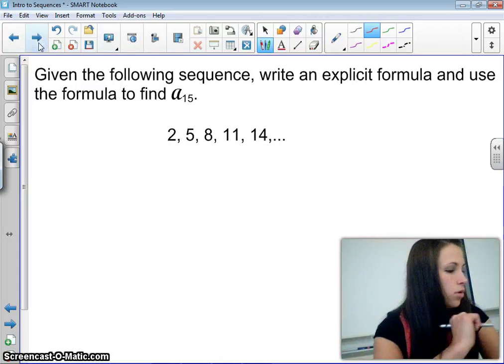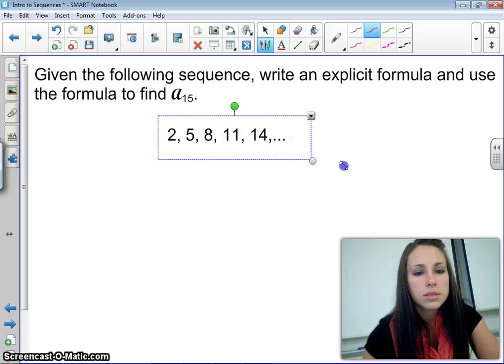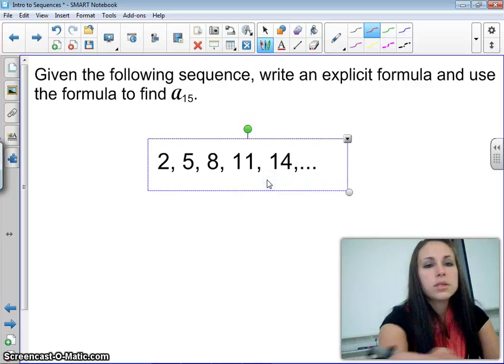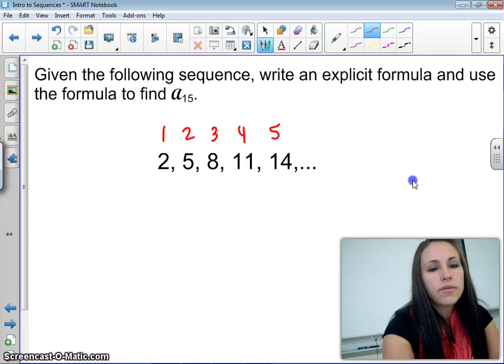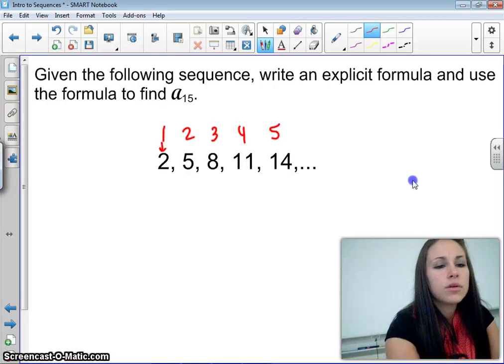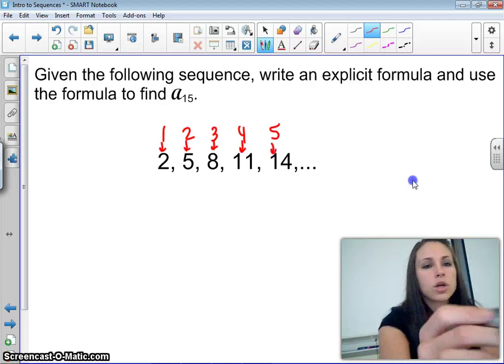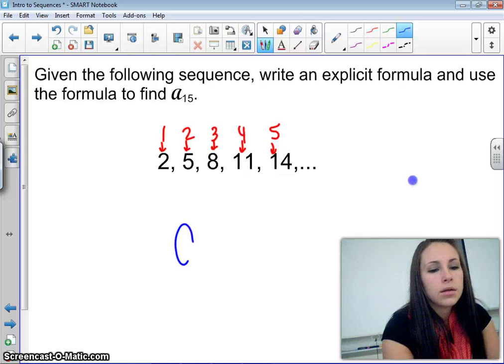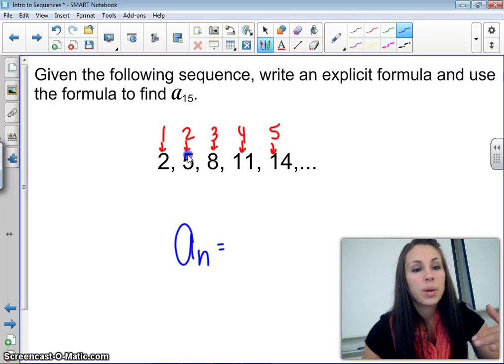All right, we have one more example of an explicit formula, and I hope this is easy. I'm just going to number this 1, 2, 3, 4, 5. And so I'm looking for a way to get from here to here. Now I'm going to show you a trick or an easy way to do it that will sometimes work. So An, any term, I need to find a way to get from 1 to 2. Well, 1 plus 1 gives me 2, but 2 plus 1 does not give me 5. So there's another pattern going on here.